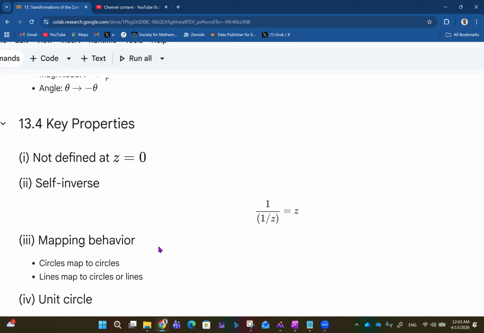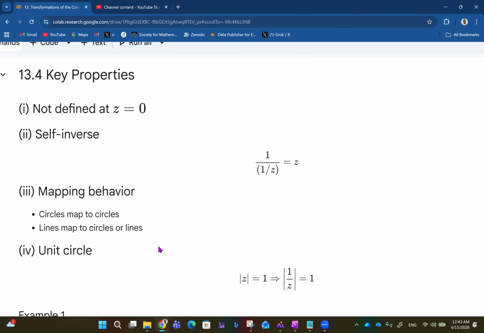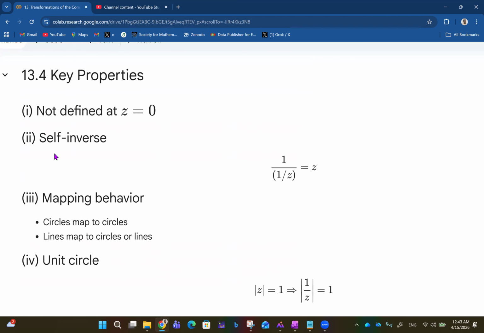So the key properties for inversion include the following. It is not defined at z equals 0, of course, because it's 1 over z, right? If it is 0, it is undefined. Then self-inverse. So the inverse of the inverse of z is z itself, right? So self-inverse gives z.